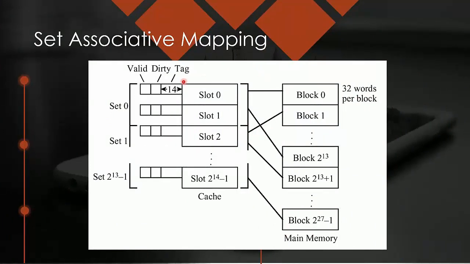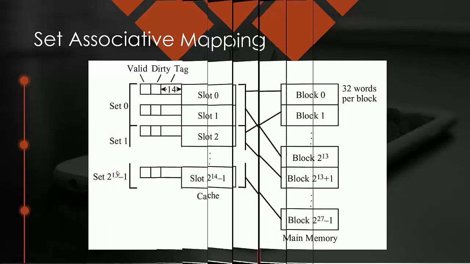You can see here in this example, one set has 2 slots. Block 0, for example, is going to set 0. Block 2 to the power of 13 is also going to set 0. But which slot will keep which block, that is something that we do not know. And as you can see here, we still have 14-bit tags. And now we have to set aside 13 bits for the set.